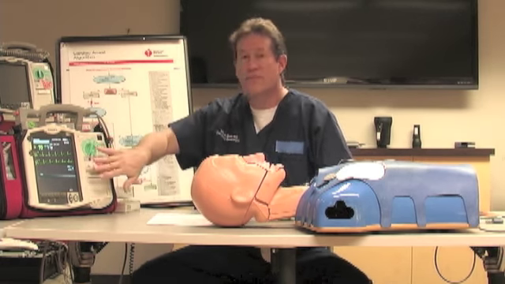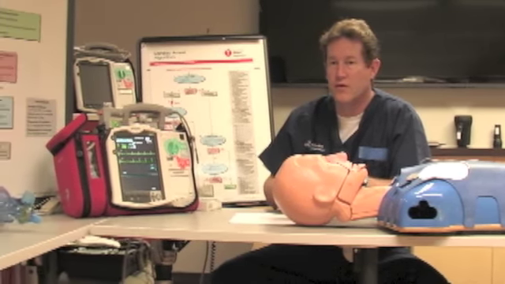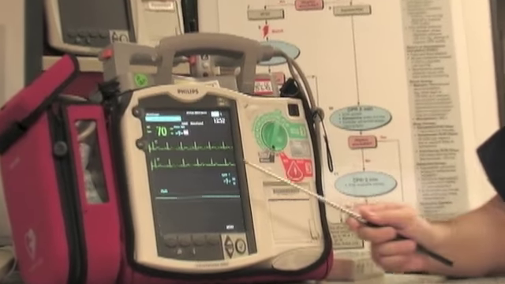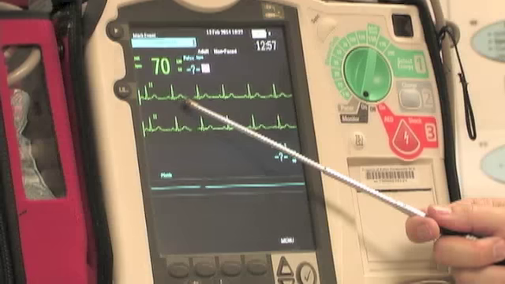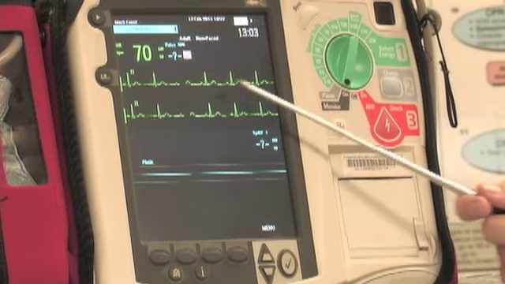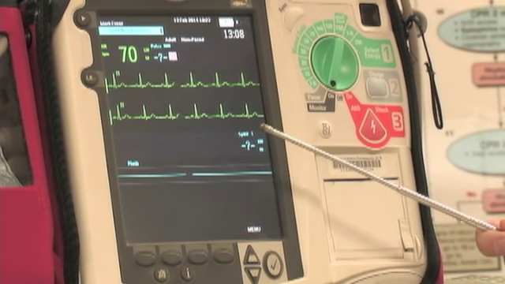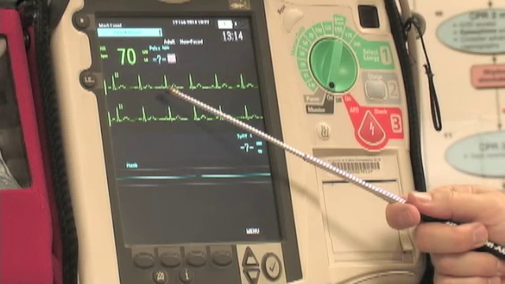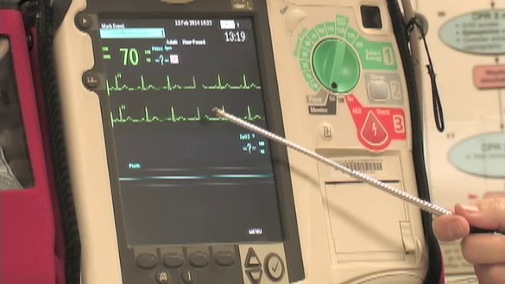The first rhythm that we're going to show here on the monitor is a normal sinus rhythm. Normal sinus is defined between a rate of 60 and 100. So you see the rate here is 70. The monitor shows QRS complexes each and every time. It's regular. The R waves are regular. There's a P followed by a QRS each and every time. The QRS complexes are narrow. So each P wave gets through to make a QRS each and every time. This is a normal sinus rhythm.